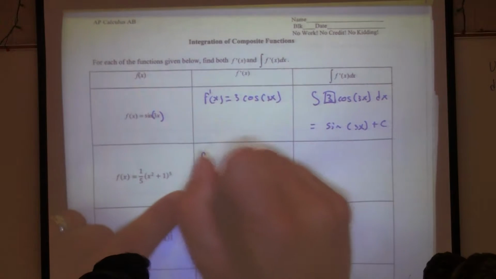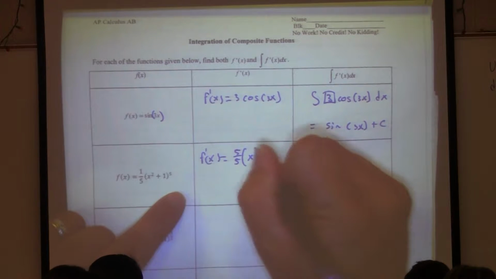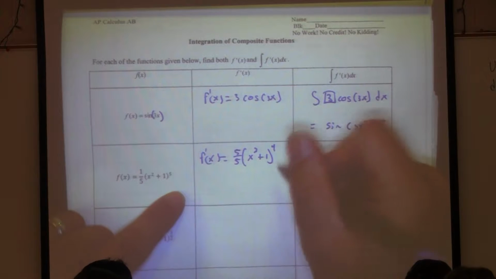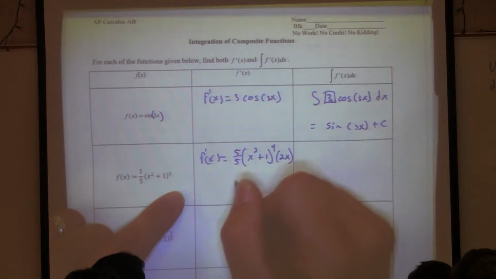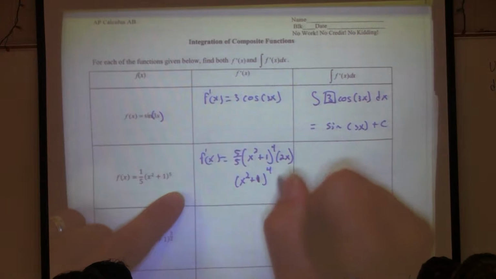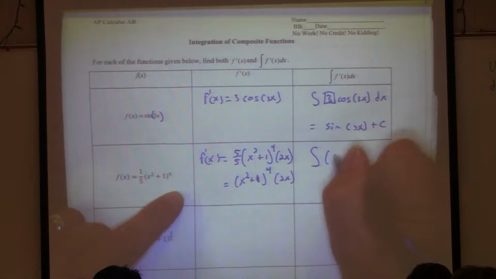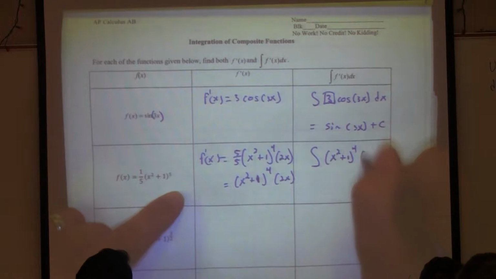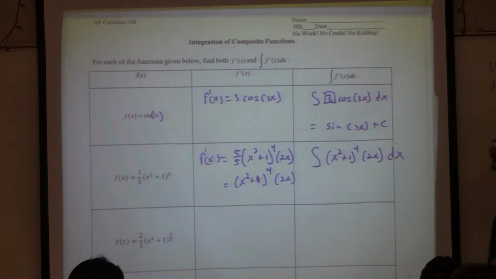What would be my derivative on this one? 5 over 5, right? Times x squared plus 1 to the 4th. Times what? 2x. Which is really just x squared plus 1, sorry, to the 4th times 2x. Yes? So let's pretend that they ask you to integrate that problem. X squared plus 1 to the 4th times 2x. How am I supposed to pick out that it follows one of those particular patterns? What would we put as u in this case? X squared plus 1, right?